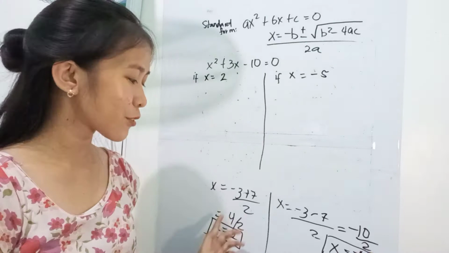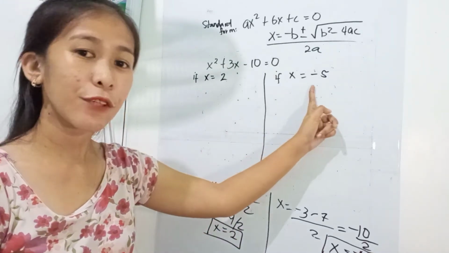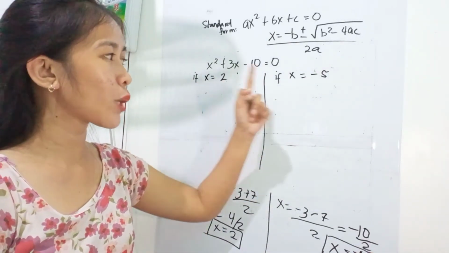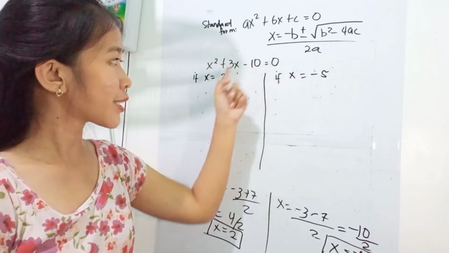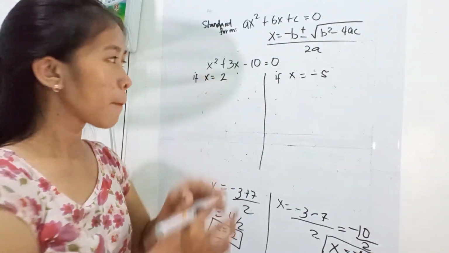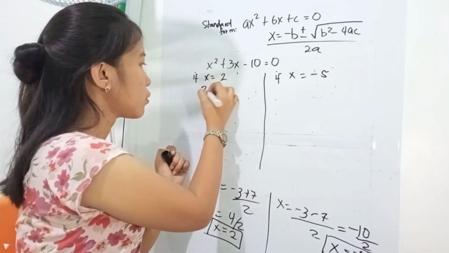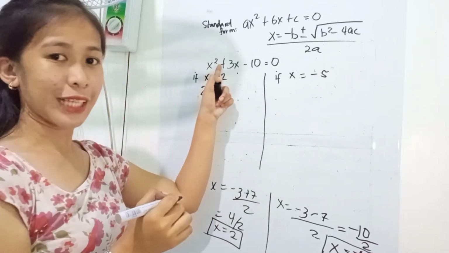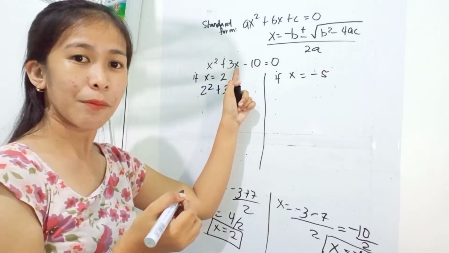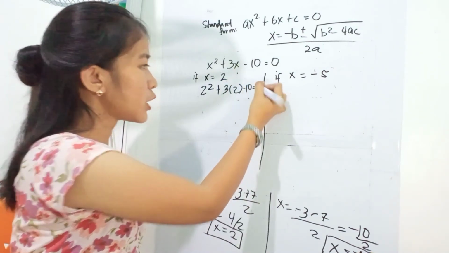Okay, so let's try to check kung tama ba yung nakuha nating sagot. So, para ma-check natin kung tama ba talaga yung nakuha nating solutions, which is positive 2 and negative 5, what are we going to do is, ganito lang. If x is equal to 2 and if x is equal to negative 5, just substitute the value of x to the equation itself. Okay? So, itong x natin is, yan, nandito. So, we have 2 squared. 2 squared. Tama? Plus 3, kopyahin. Times 2, dahil meron na naman siyang katabing x. So, we have 2 minus 10 is equal to 0.